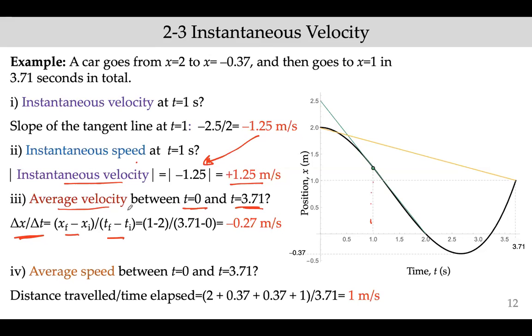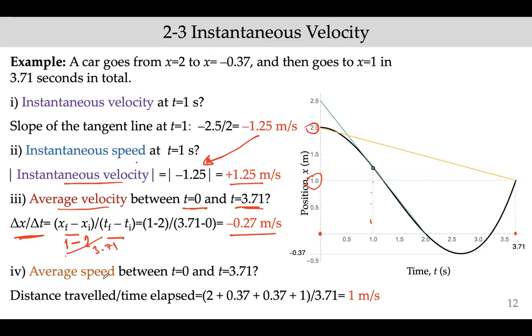So between time equals 0 and time equals 3.71, what is the final position? Well, the final position at final time is 1. So I'm going to do 1 minus, what is the initial position? It was 2. So it's going to be 1 minus 2, divided by, what is the total time? It's from 0 to 3.71. And if you do this calculation, you will find the average velocity is negative 0.27 meters per second.